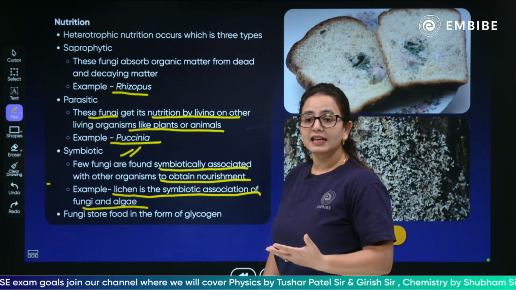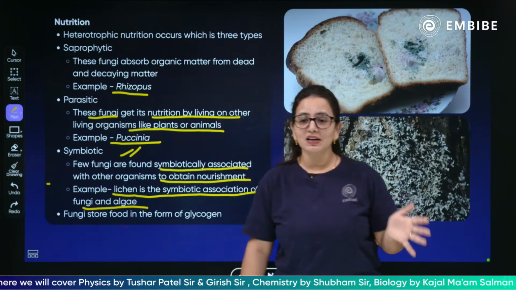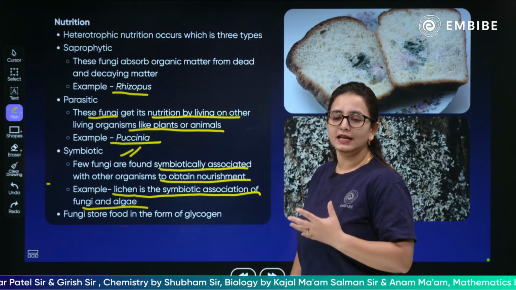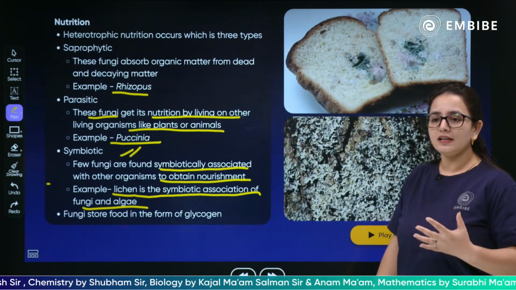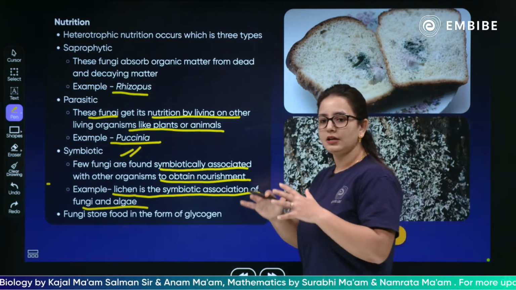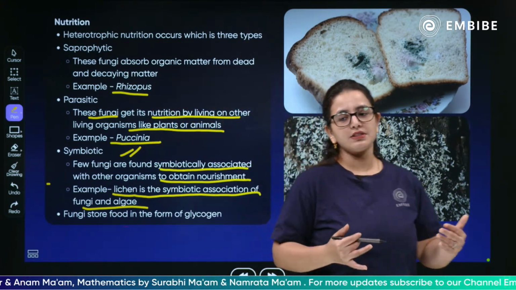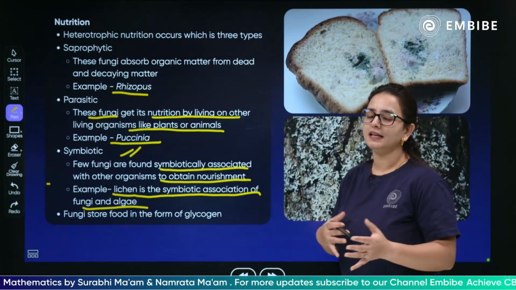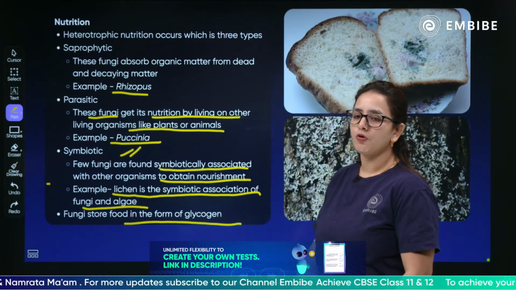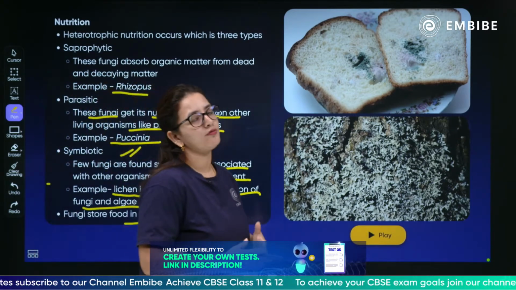Why algae? Because algae does the photosynthesis. Algae is autotrophic in nutrition, while the fungi brings up the moisture, the water it needs. Algae needs water, right? Yes or no? And in turn, what does algae get? Algae gets water also, and algae gets a place to reside, a home also. So that is how they have this mutual relationship. You give me a home, I will give you food. Okay. So fungi store their food, whatever food they have, in the form of glycogen.